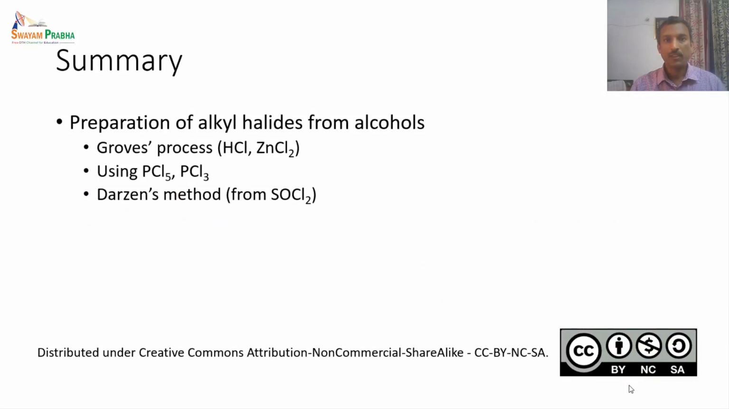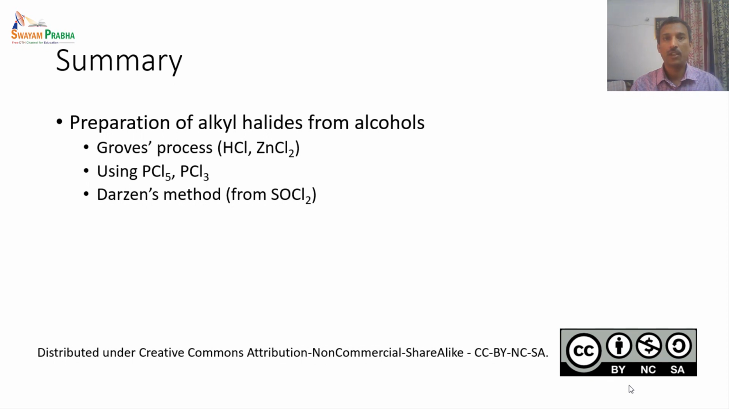Let us recap the summary. We had seen the preparations of alkyl halides from alcohols, mainly primary, secondary and tertiary alcohols. We had seen Groove's process where we employ HCl and zinc chloride. The zinc chloride used is a Lewis acid, and the use of zinc chloride is preferred for the preparation of primary and secondary alkyl halides.